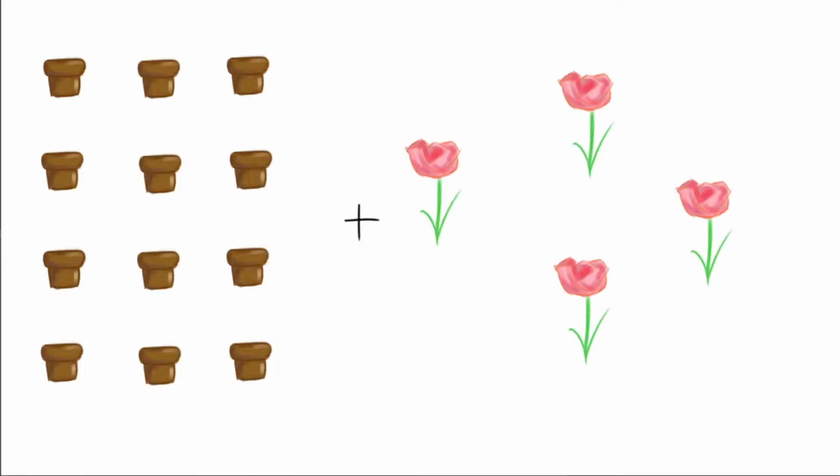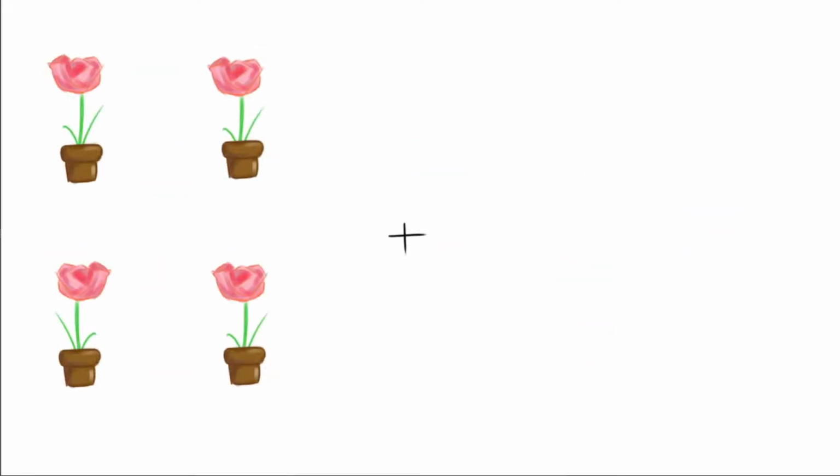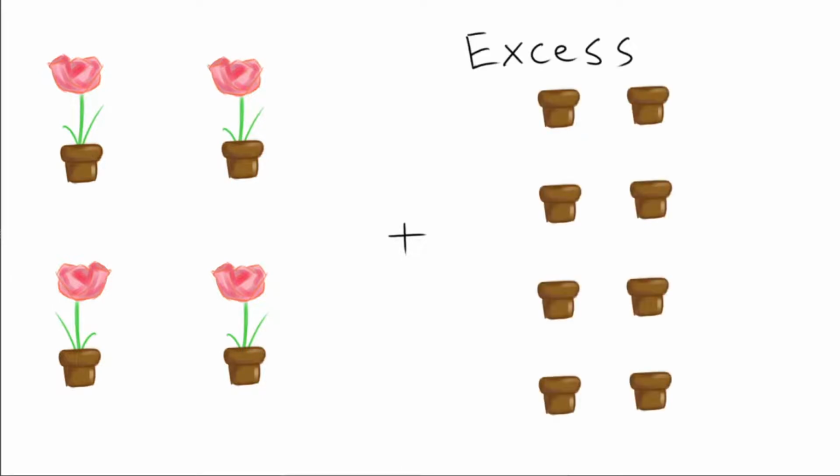Imagine, if you will, that you have 12 flower pots and 4 flowers. How many flowers can you plant in the pots? The answer is limited by the amount of flowers in this example. No matter how many pots I have, I can only plant 4 flowers. In this case, I will have 8 excess pots, because the flowers are limiting the example.